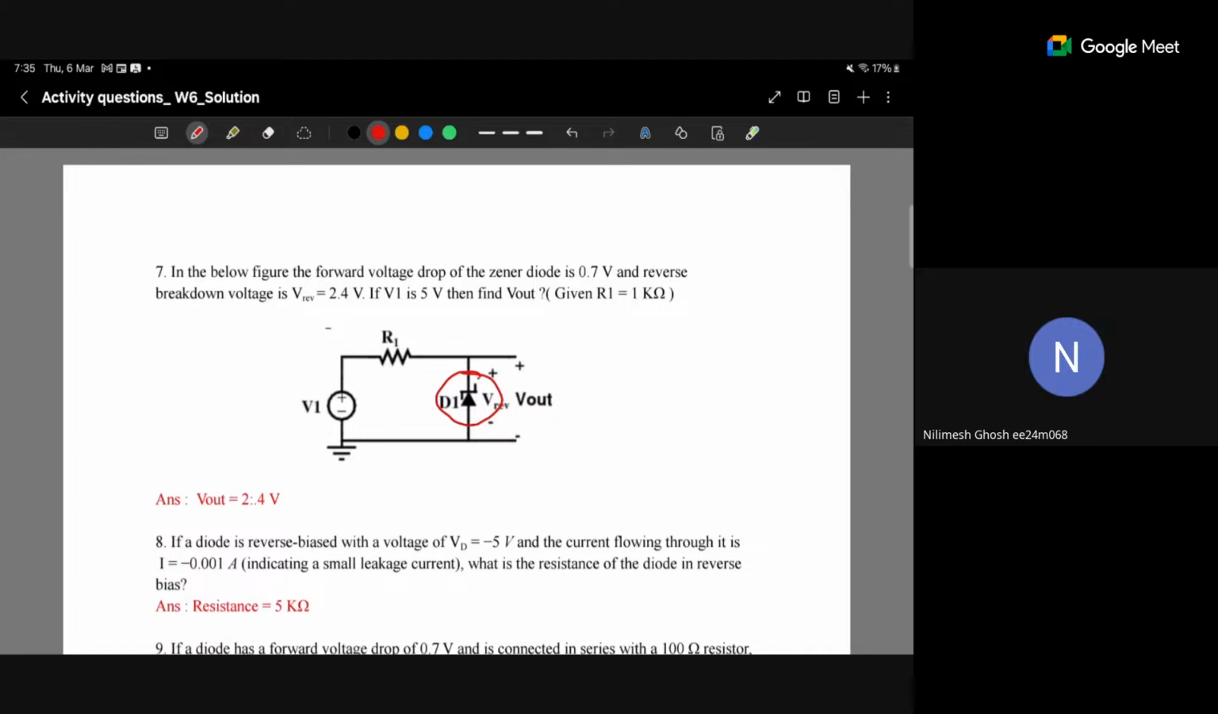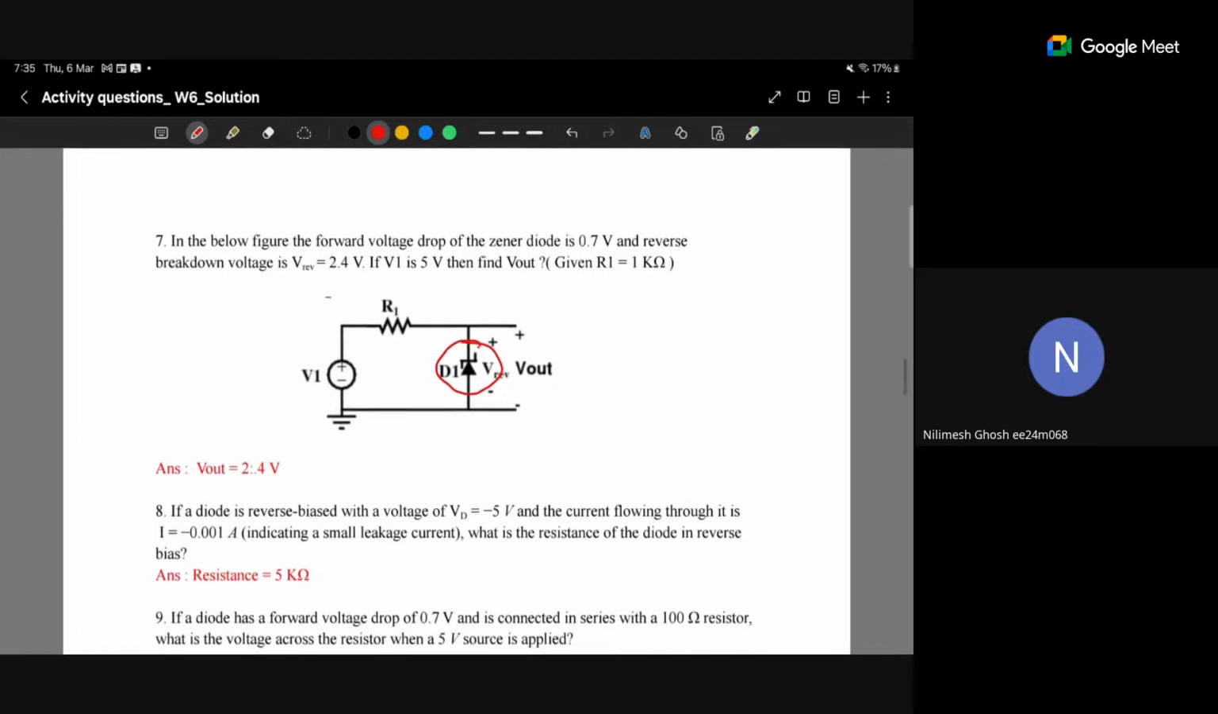In reverse bias, for all diodes, if we keep increasing the reverse bias voltage, at a certain point the diode will burst. So we can't use a simple diode for all cases. But if we use the Zener diode, it will stop the voltage at some point, and whatever voltage it stops at, we get that voltage at the output.